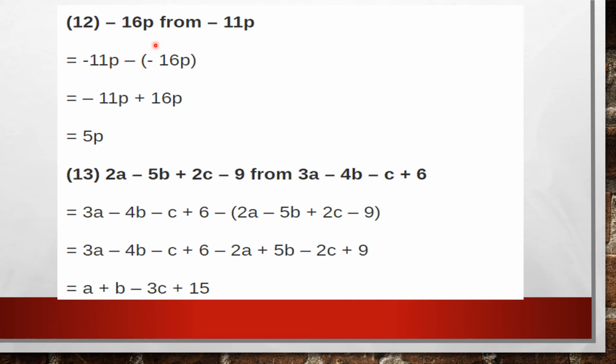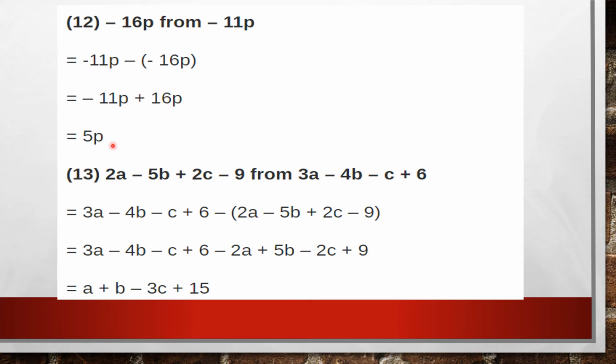So we are going to subtract. This problem is subtract minus 16p from minus 11p. So minus 11p, from means we have to take that term first. From that term we are subtracting minus 16p. So minus 11p, minus of minus becomes plus, that is 16p. That is equal to minus 11p plus 16p equals 5p, because the greater sign of the term is plus.